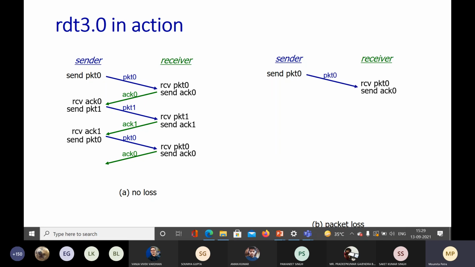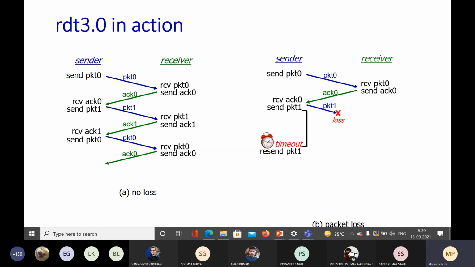Now, let's see a scenario where there actually is a packet loss. Okay, so let's see this case. Packet number 0 was transmitted over the medium. It was received at the receiver side. Receiver sent an acknowledgement for the same, and then the sender sent the next packet, that is packet number 1. So there is a packet loss in between. So packet 1 is lost in between.